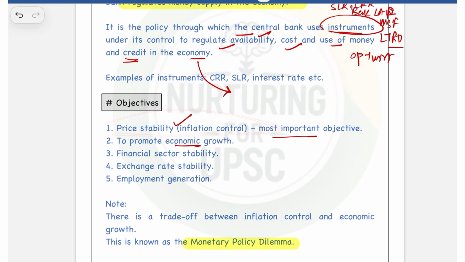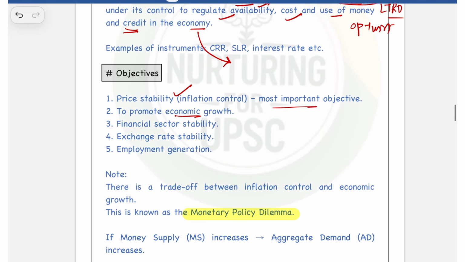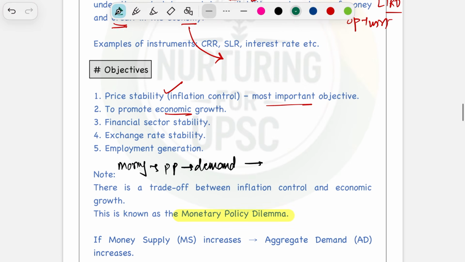The main question lies with the fact that we have already talked a lot about this, but let me talk about it one more time. Money actually creates purchasing power, and it actually creates demand. And the entire exercise of monetary policy is actually a dilemma between two things.